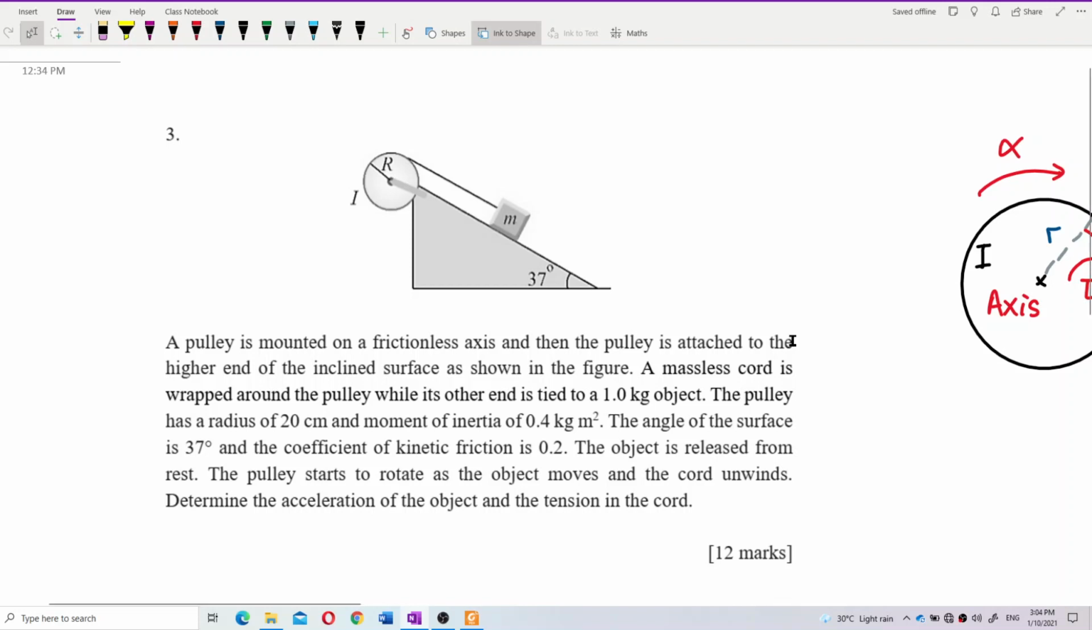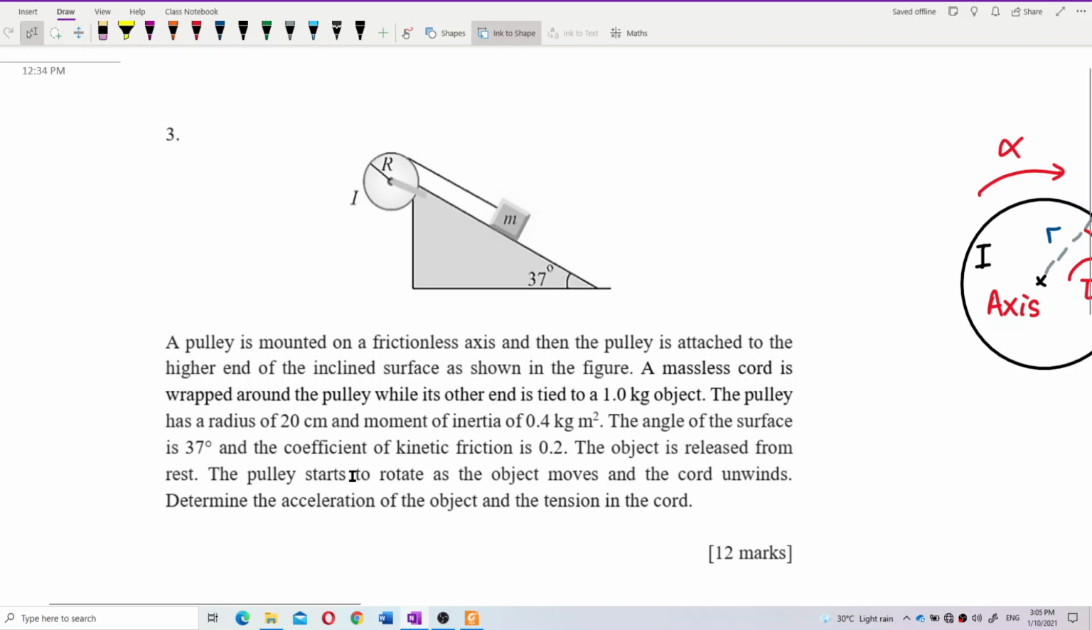Okay, now look at this question. A pulley is mounted on a frictionless axle and the pulley is attached to the higher end of the inclined plane as shown in the figure. A massless cord is wrapped around the pulley while the other end is tied to a 1 kilogram object. The pulley has a radius of 20 cm and a moment of inertia of 0.4 kilogram meter square. The angle of the surface is 37 degrees and the coefficient of kinetic friction is 0.2. The object is released from rest.